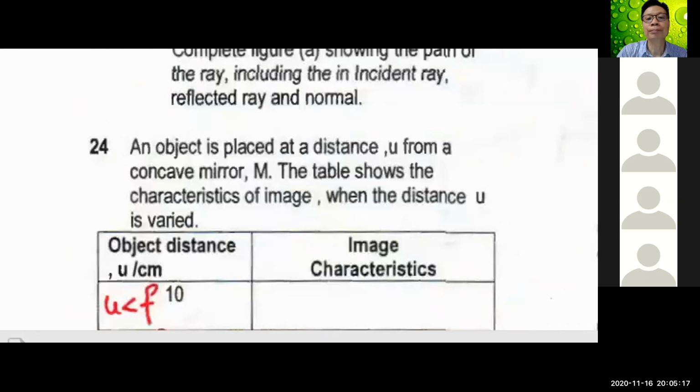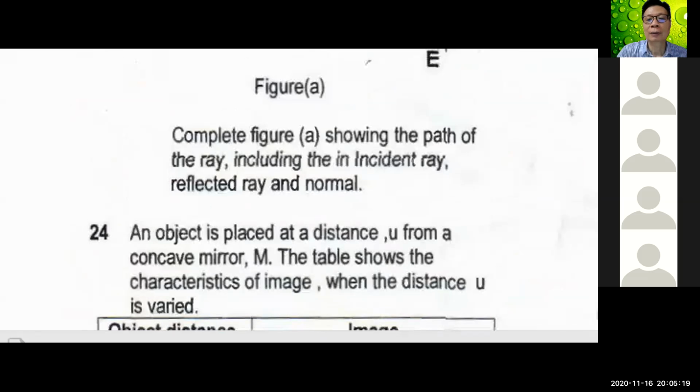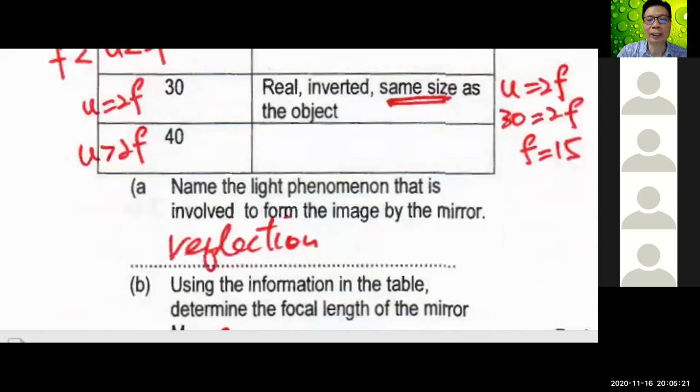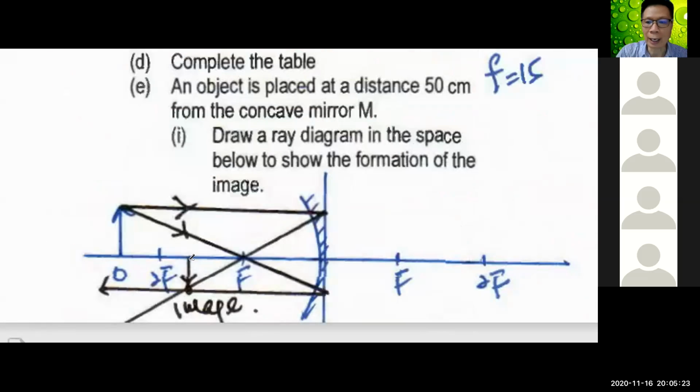Okay, come. One, what are the characteristics of the image? This image, what are the characteristics? Can someone please answer? Kalai, can you answer? What are the characteristics, Kalai? Kalai, are you there?